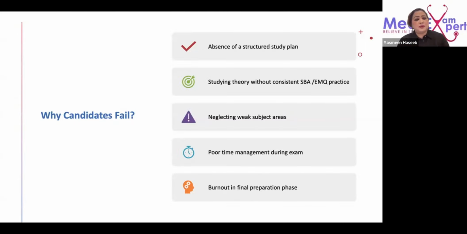Then there are the people who neglect their weak areas. For example, someone who is poor in oncology doesn't memorize the staging and the treatment options, as well as, for example, infertility. Some people are poor in infertility, or some people are poor in contraception. They just ignore it and they think, maybe it will not come in the exam.